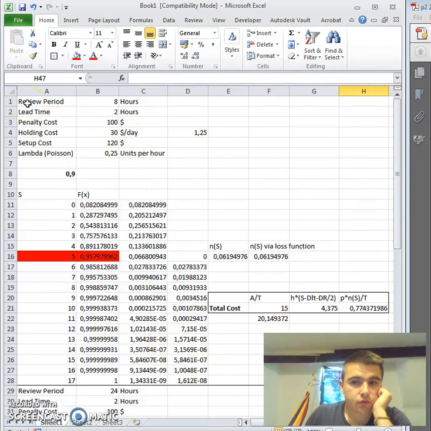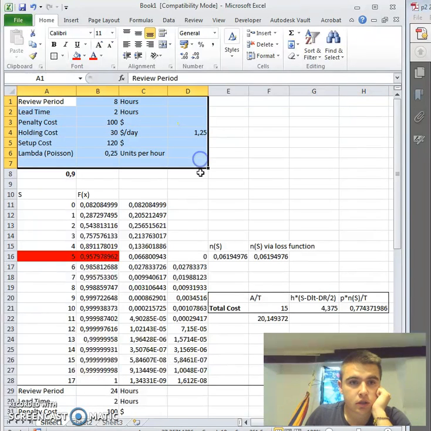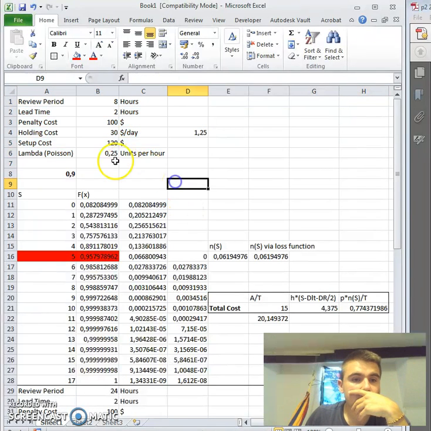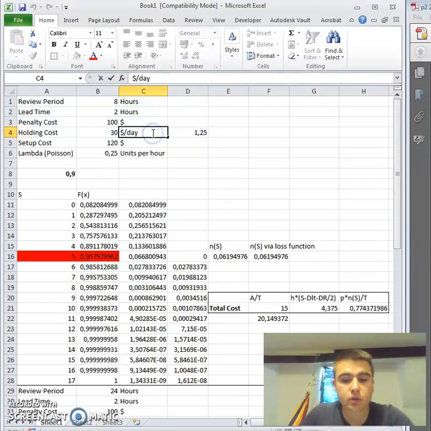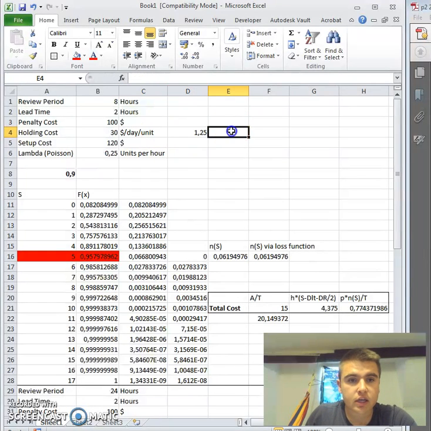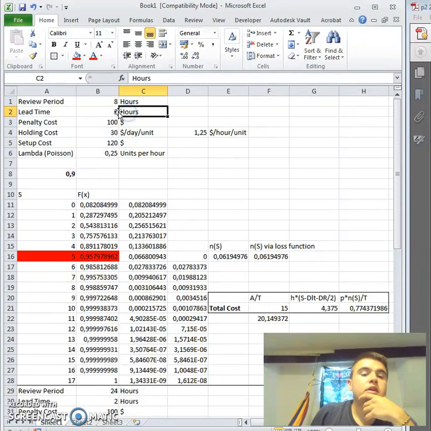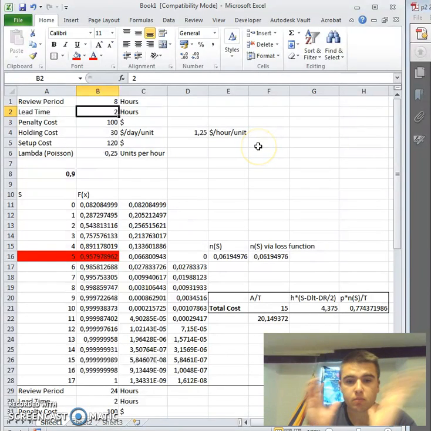Here the information given is worked out in Excel. So the lambda is 0.25 units per hour. Furthermore, the holding cost, which is $30 per day per unit, is the same as $1.25 per hour per unit. And this is important as you want to have the units in the same time measures.